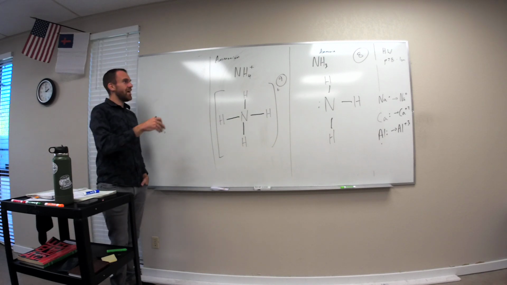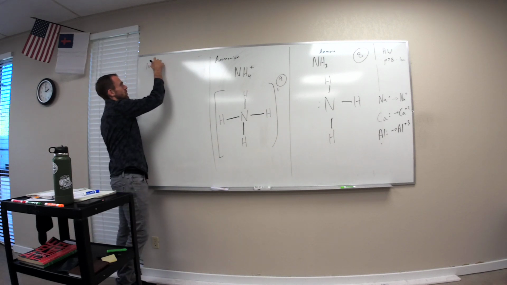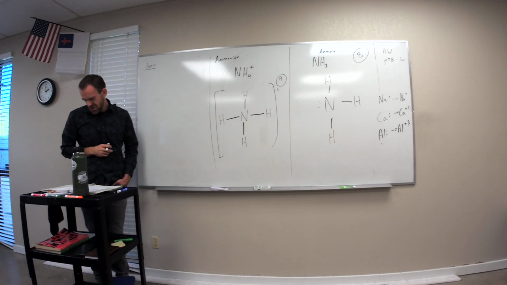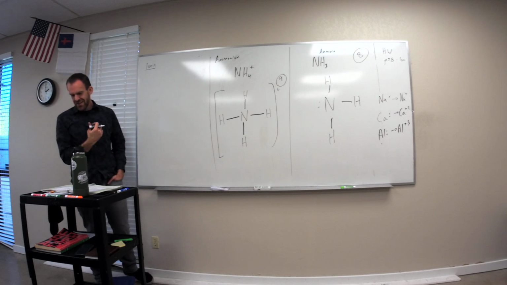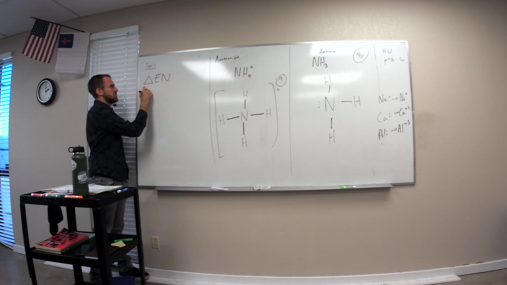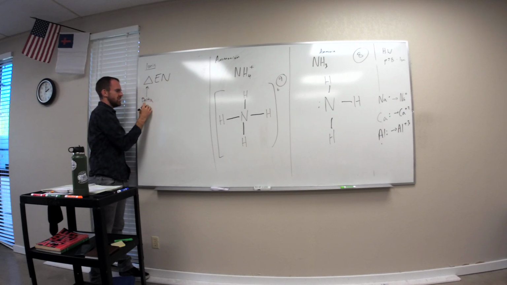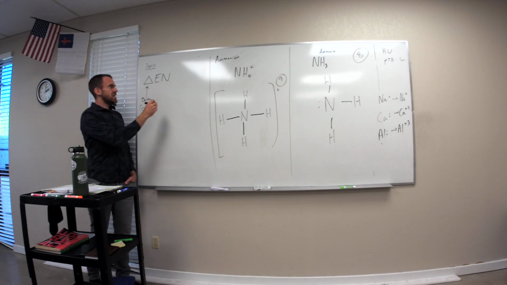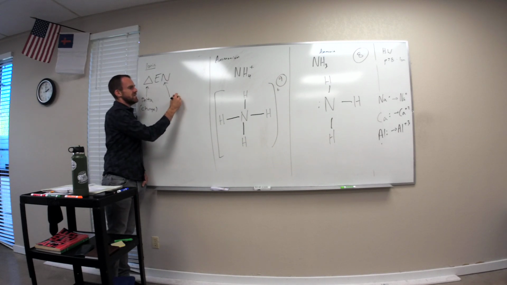So let's talk about ionic bonds now. We're going to move away from that for a little bit, and then we'll come back to it later, probably the next chapter. So ionic bonds, their strength is given to us by the change in electronegativity. Delta is the Greek symbol for change. Well, we use it for change. EN stands for electronegativity.